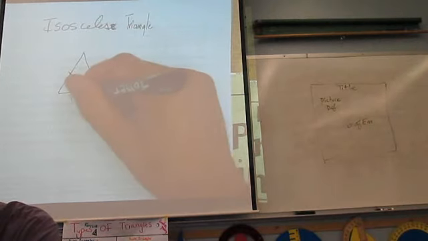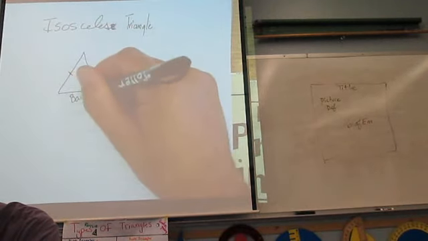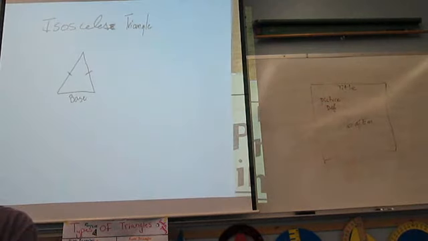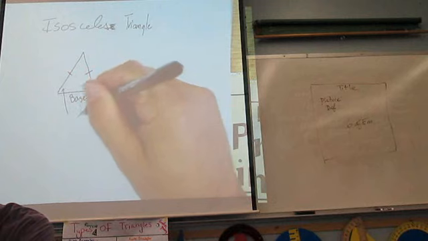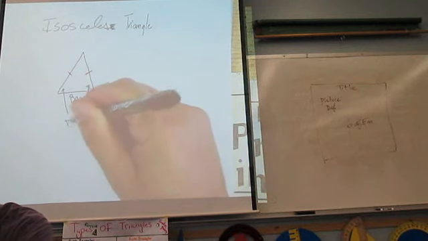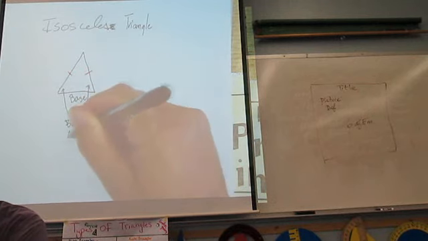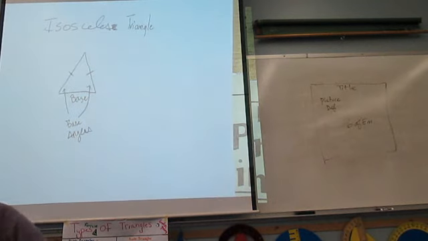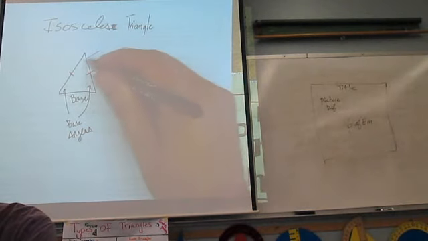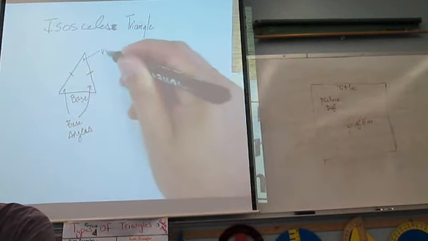This down here is called the base. So that's the base of your isosceles triangle. This angle and this angle here are called the base angles. Base angles, like that. And then up here, this is called the vertex angle.